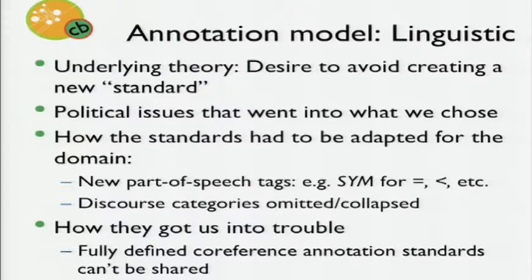This underlying theory of not creating a new standard got us into a little bit of trouble. One example of that is that the fully defined co-reference annotation standards can't be shared. The OntoNotes co-reference annotation standards that we used are made by BBN, and they're under copyright. BBN has published a paper about their annotation standards that lays them out pretty closely to the guidelines, but the guidelines themselves they're not willing to release. And that's a really big problem. If you do an annotation project, you really want to be able to release your annotation guidelines along with your data.